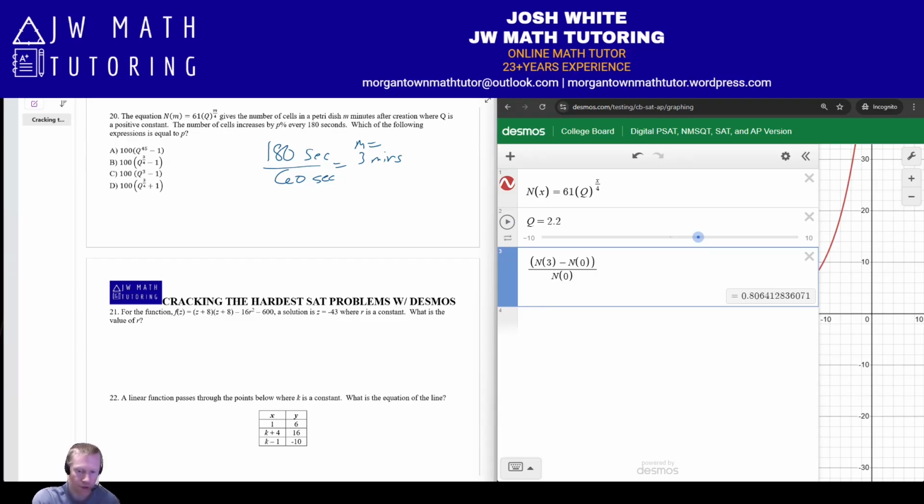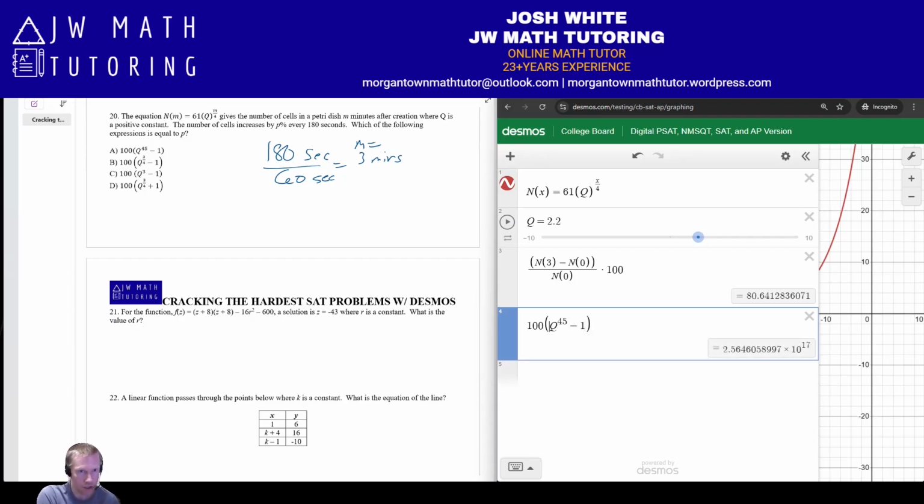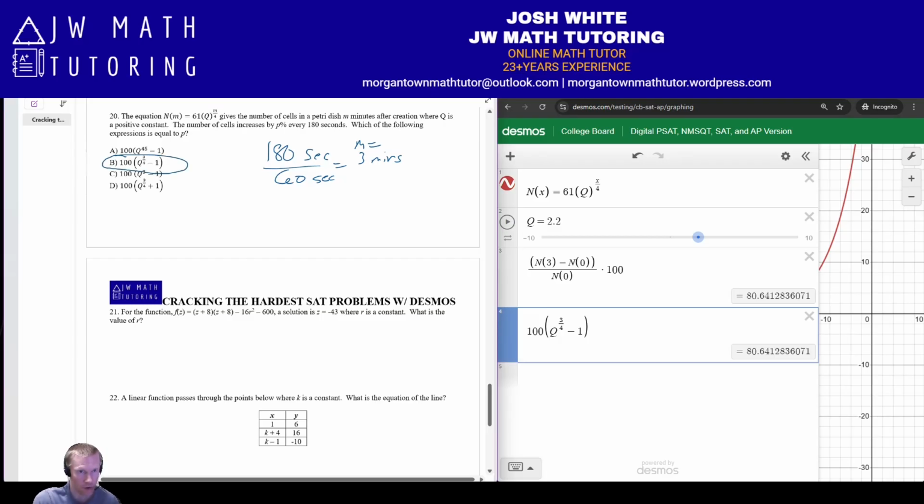Okay, so notice this is the decimal equivalent, so if we want the actual percentage, we're just going to multiply it by 100. So now all we have to do is go to the answer choices and see which of these formulas corresponds to an 80.64% increase. So the first one obviously is wrong, gigantic number. Okay, let's look at B. Notice here we have the exact same number on the screen that we're looking for. So this is going to be the correct answer.